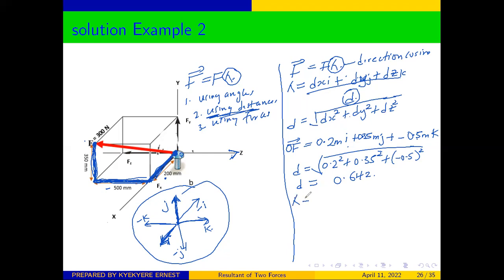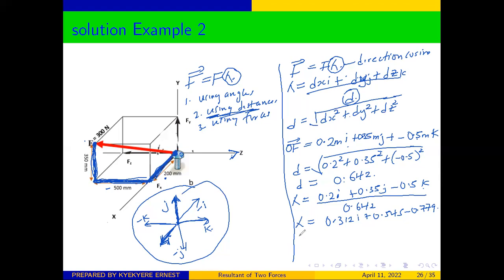So from here, our lambda, which is the direction cosine, will be equal to 0.2i plus 0.35j minus 0.5k, all over our D, which is 0.642. And from here, our lambda will be equal to 0.312i. We will do them separately because this is I, this is J, this is K, so we cannot put them together. So we do 0.2 over this, 0.35 over that, and 0.5 over that. So we get 0.312i plus 0.545j minus 0.779k. We have gotten our direction cosine now.